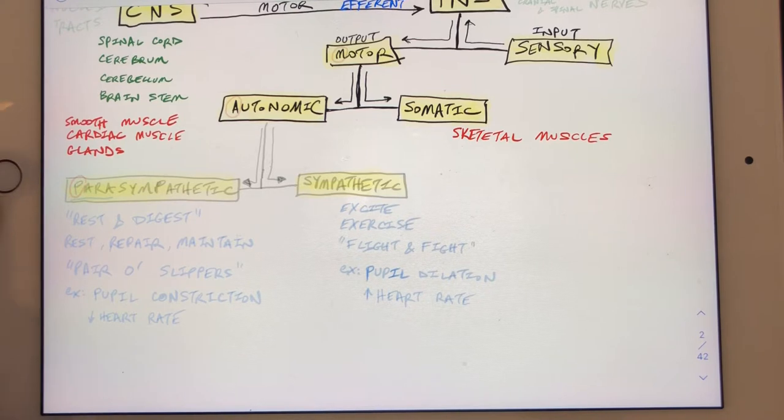The autonomic nervous system is further divided into sympathetic and parasympathetic divisions, systems, pathways. They all mean the same thing. In either case, the effectors are glands, cardiac muscle, smooth muscle. Why, therefore, have this split?